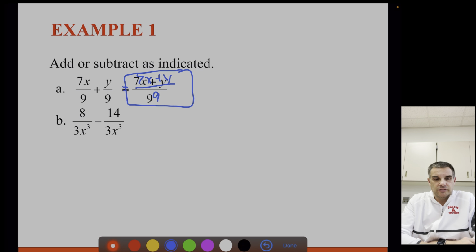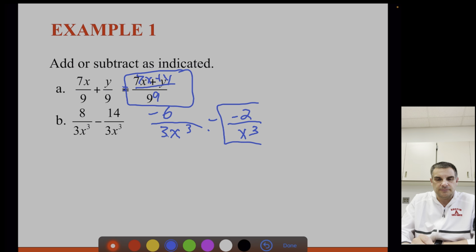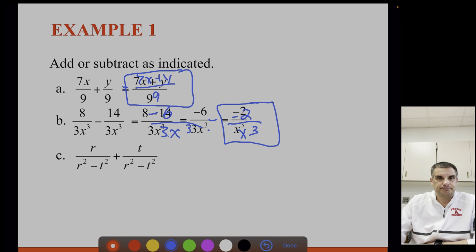8 over 3x cubed minus 14 over 3x cubed. Our denominator is 3x cubed. Our numerator, 8 minus 14. 8 minus 14 is -6. So we've got -6. Now notice you've got numbers on the top and the bottom. That can be reduced to -2 over x cubed. And that's your solution, because 3 goes into 6 twice, assuming you can reduce fractions, right? Same answer they got.